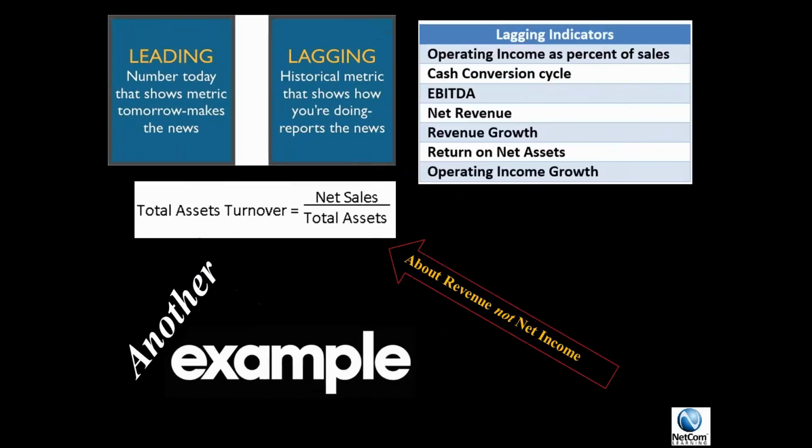Now again, we have leading and lagging indicators, and another leading indicator might be the total asset turnover. Now this is about revenue, because this ratio is calculated by taking the revenue number, not net income, from the income statement and dividing it by the total asset amount on the balance sheet. This is another wonderful example of a leading indicator, something that marketing departments are specifically interested in.